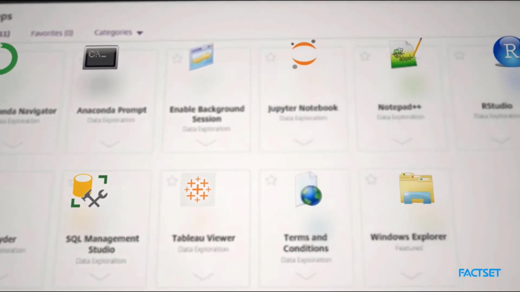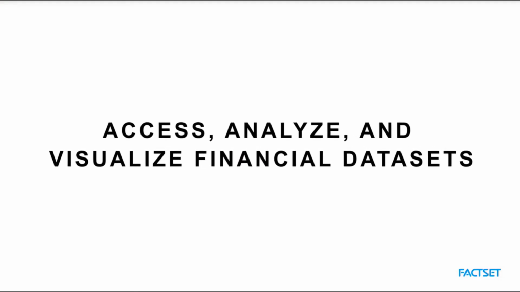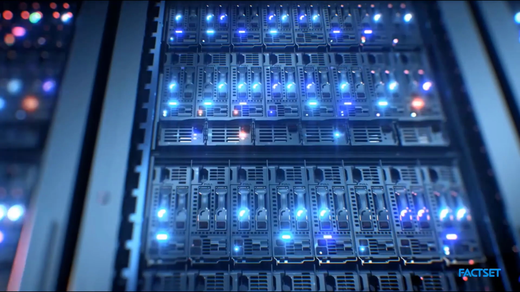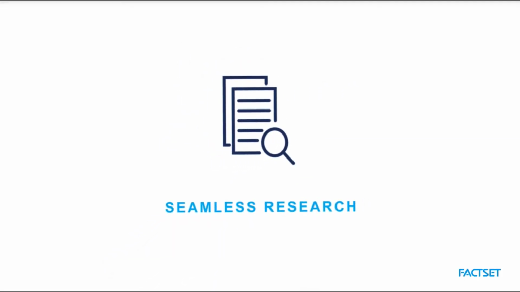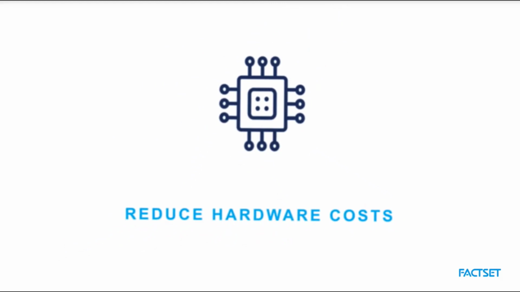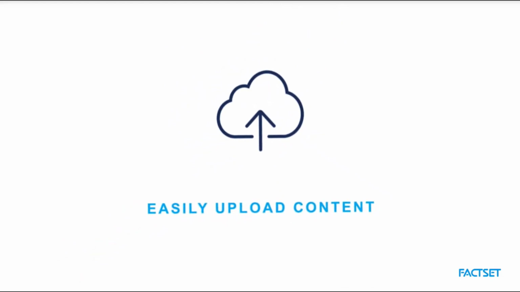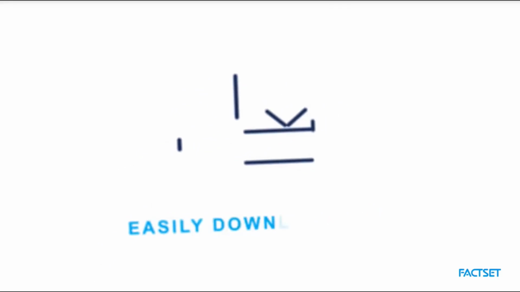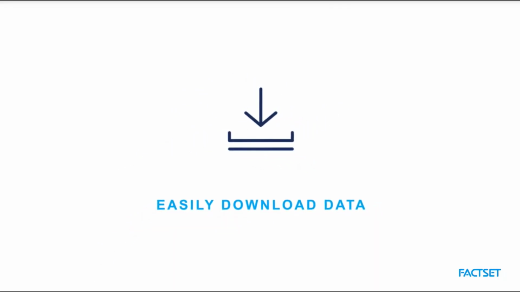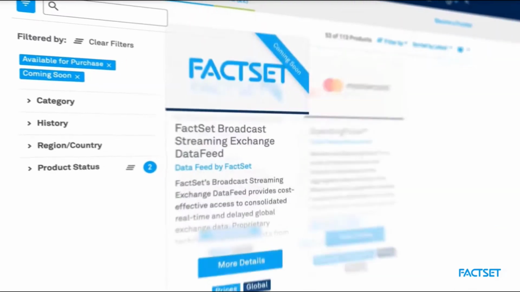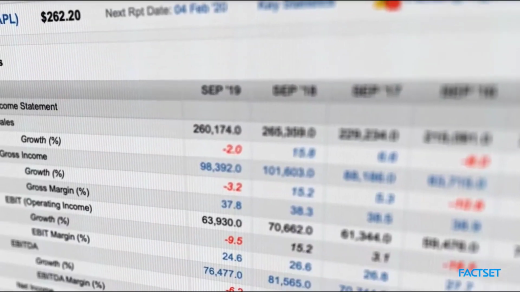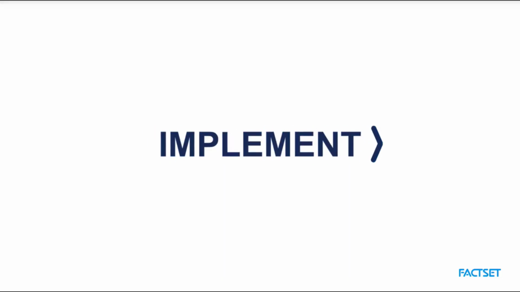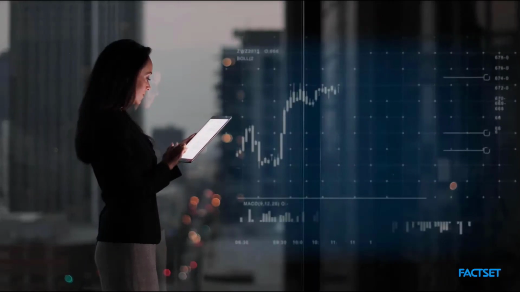FactSet offers all the content and tools you need in one location. Access, analyze, and visualize financial data in a cloud-hosted environment, or leverage your existing infrastructure to interact with the data locally. Enjoy seamless research and production access to your data while reducing hardware costs and maintenance. Easily upload your content into a secure instance of your database, or download content as if the server is on your own network. Whether you're interested in FactSet's proprietary content or third-party alternative data, our technology and solutions enable you to easily discover, evaluate, and implement the data and tools you need to power your investment workflow.